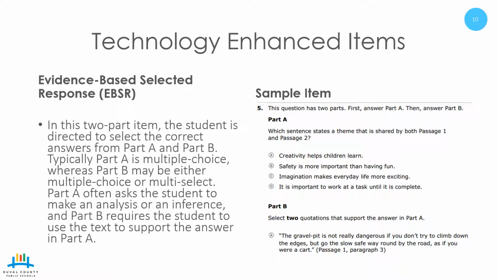Evidence-based selected responses are items that are always going to be 2 parts. The student is going to be directed to select the correct answers from Part A and Part B. Keep in mind that your child must get both parts correct to receive any points for these items.